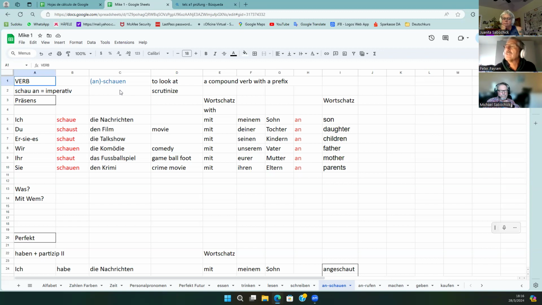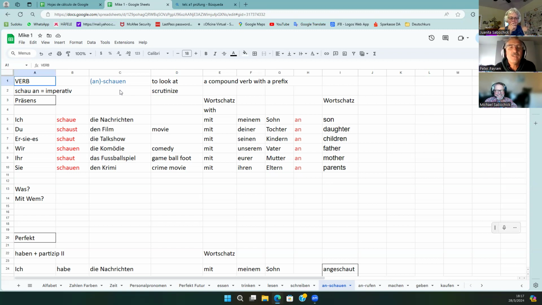Now, the sad thing is that you can have 10 or 15 or 20 prefixes, and each prefix will completely and totally change the meaning of the word. And that's a fun part. But okay, let's not get ahead of ourselves.